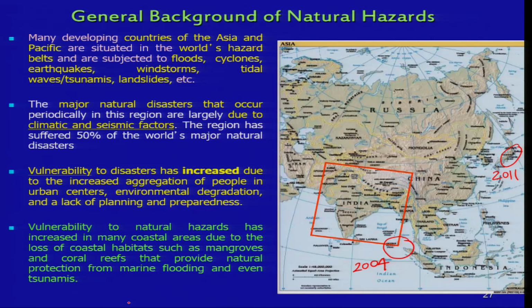Okay. So vulnerability to natural hazards has increased in the coastal zones also. This is one of the examples which has been given, that if you keep on disturbing the mangroves and the coral reefs, which usually provide natural protection from marine flooding and tsunami events, you may be affected more as compared to what you would be affected if these mangroves and coral reefs existed. Okay. And this was experienced in 2004, where we interviewed many survivors, who had been less affected by the tsunami in locations where they had thick mangroves and coral reefs.